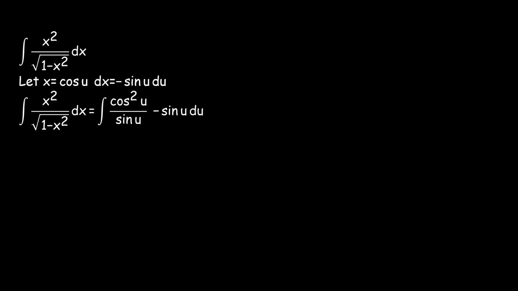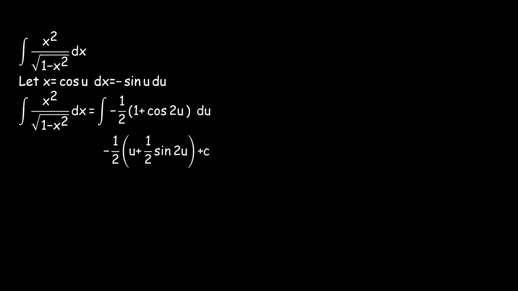Just like so. And then if we replace the value of dx, which is actually negative sine u du, which will cancel out, we're going to have just the integral of negative cos squared u. We have to remember that cos squared u is the same as half of 1 plus cos 2u, right? So replace that into our equation, and we integrate negative half of 1 plus cos 2u.